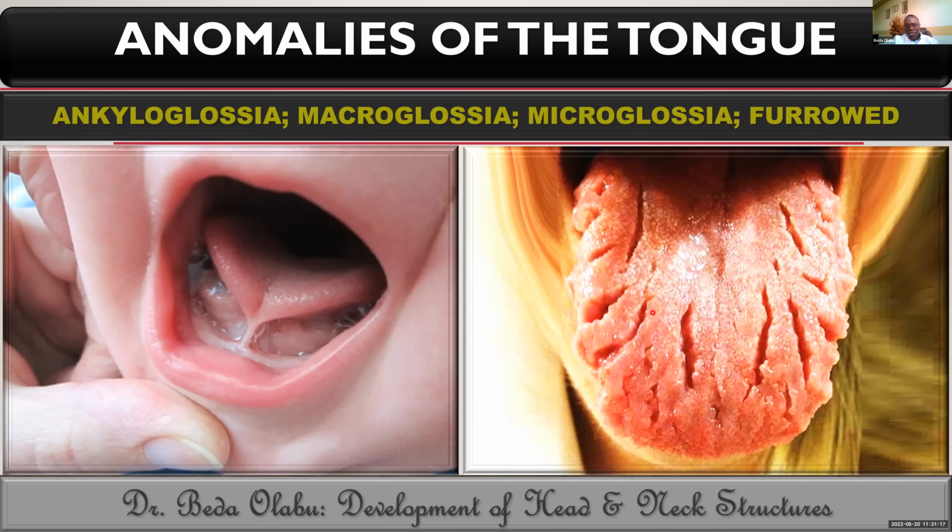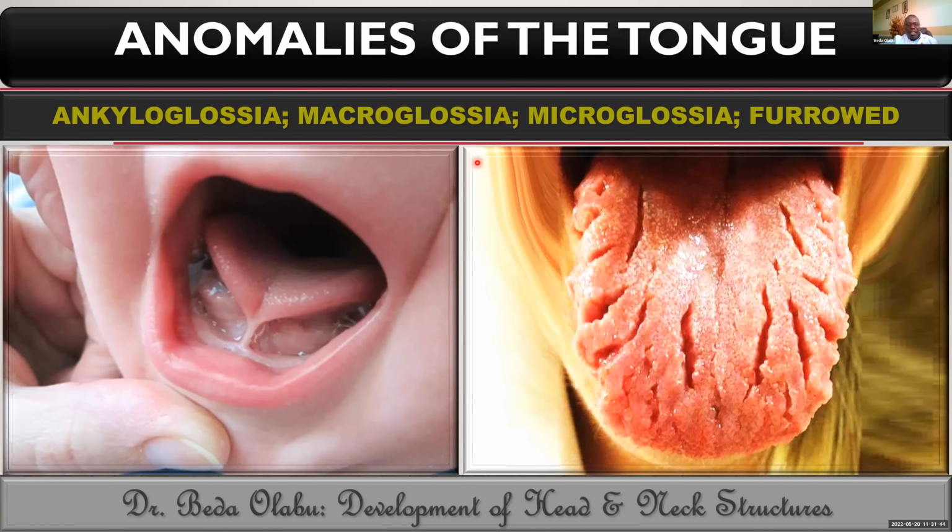So furrowed tongue is what you see here. This is a tongue with cleft. This one will be more of acquired though, rarely congenital, but it can also happen congenitally. Now, think about if the right and left lateral lingual swellings responsible for formation of the anterior tongue fail to merge, what would happen?